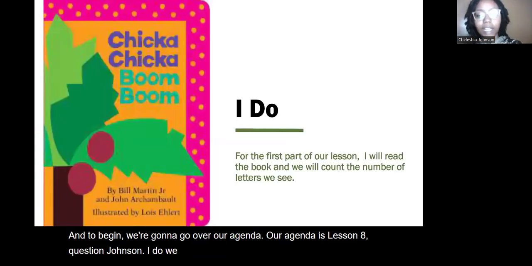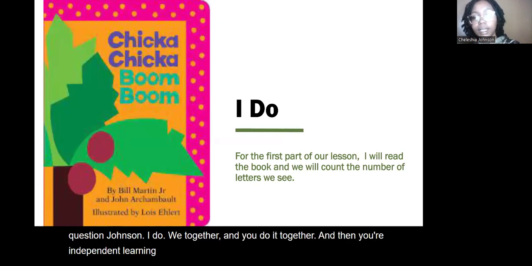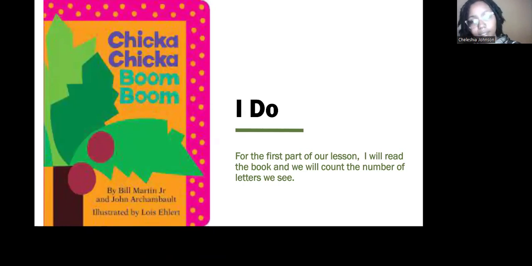I do. For the first part of our lesson, I will read the book and we will count the number of letters we see. So, when counting letters, you do not want to mix them up. The primary goal of this lesson today is to learn how to count letters. We can sing our alphabet song, but do we actually know the correct amount of letters in the alphabet? Well, that's what we're going to find out today.